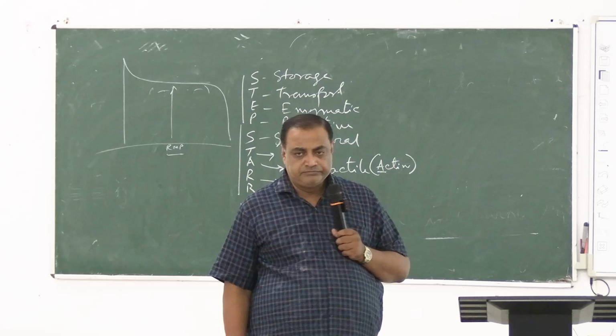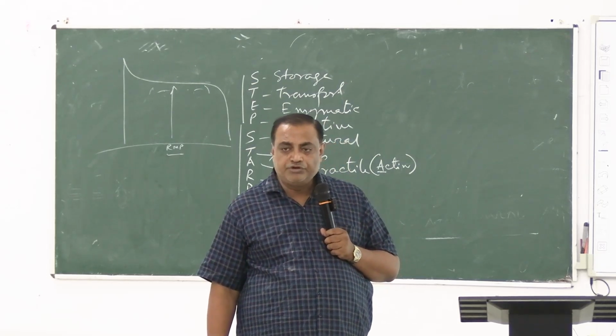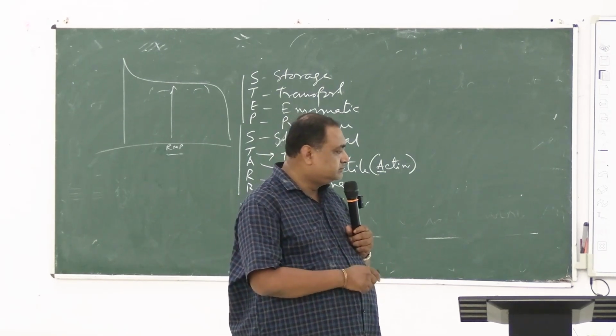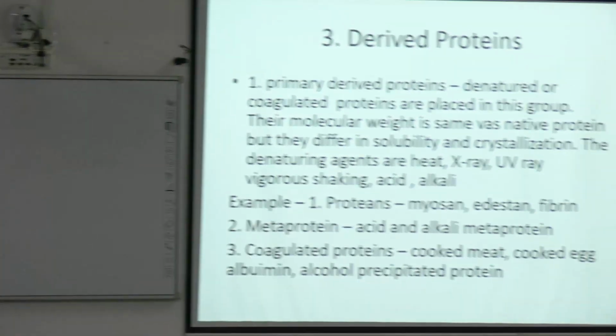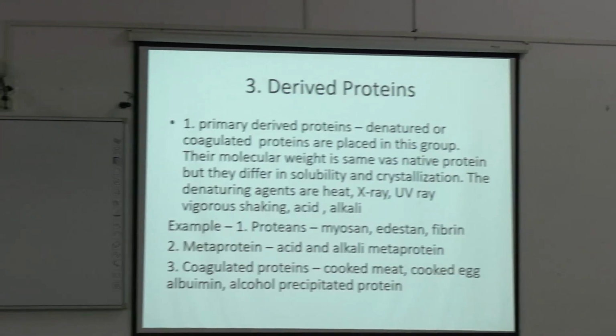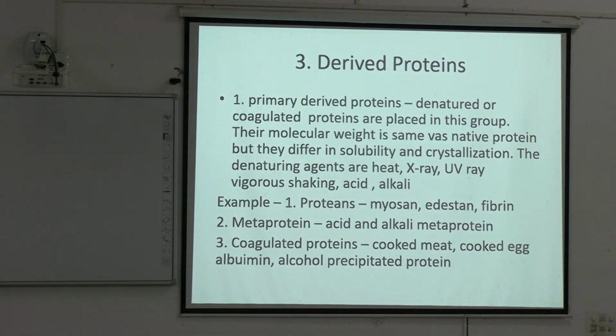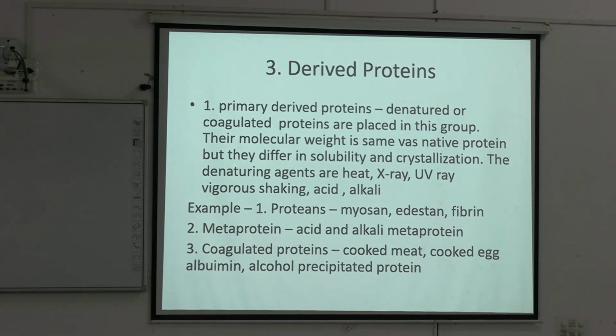Coagulated protein. See, boiled egg, cooked meat. These are all coagulated protein. So what protein do we take? We do not take albumin, elastin, collagen. What we take? The derived protein, primary derived protein. Now, which one is better, to have primary derived protein or secondary derived protein? Which one is better for health? Obviously, secondary derived protein, because it requires less energy to digest.